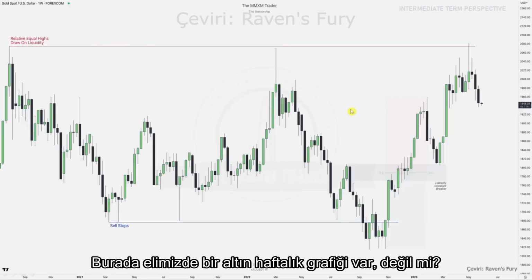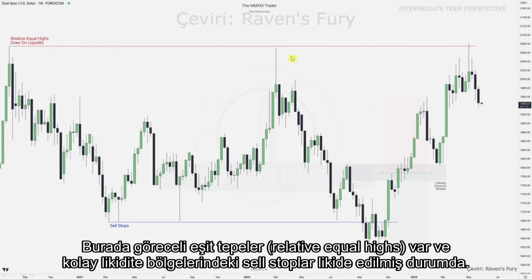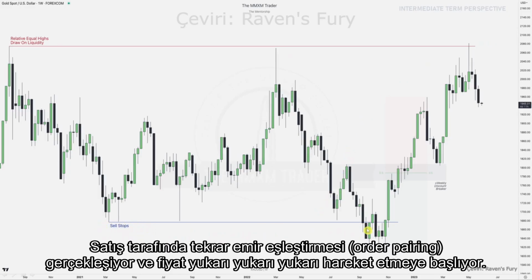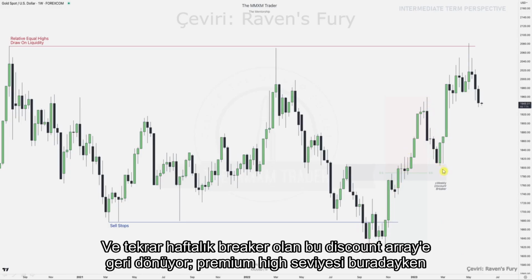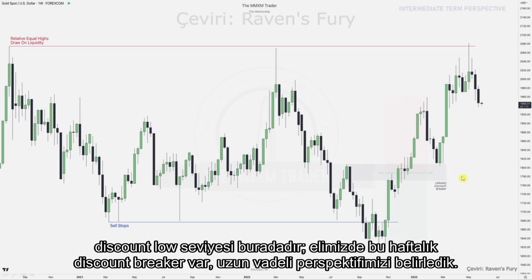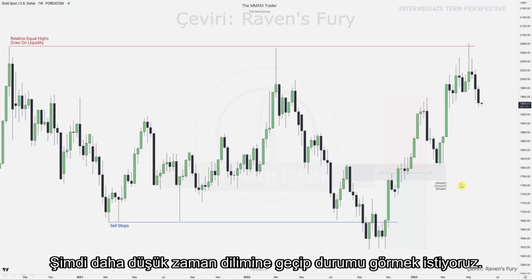So over here we've got a gold weekly chart, right? We've got these relative equal highs up here, an easy draw on liquidity. Sell stops have been liquidated on the sell side over here, right? So order pairing again happening over here, starting to trade up, up and up, and back into that discount array, which is this weekly breaker, right? So our premium high is over here, discount low is down here. We've got this weekly discount breaker. Now we've got our long-term perspective, right?